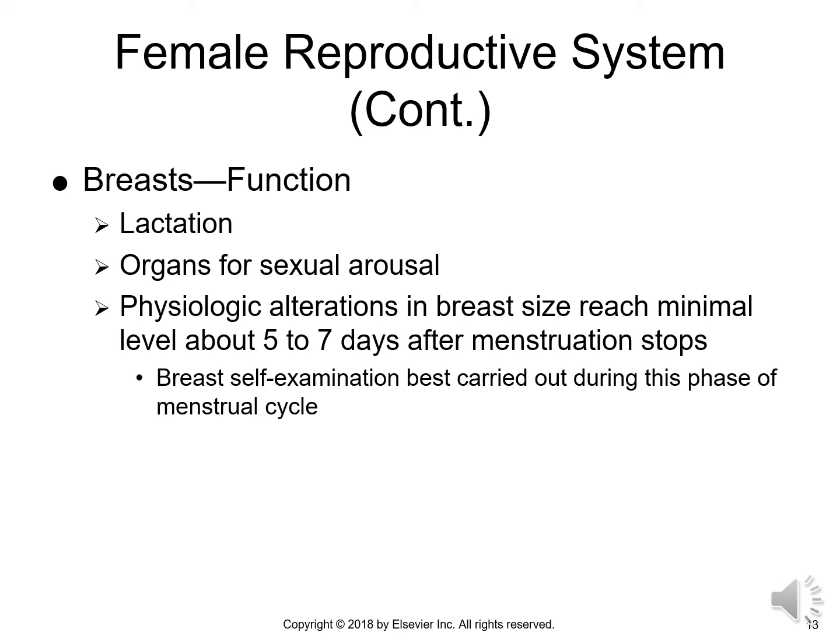The breasts function to serve for lactation, to provide breast milk for a newborn, and they are also considered organs of sexual arousal. Physiologic alterations in breast size reach a minimal level about 5 to 7 days after menstruation stops, and this is the best time for breast self-examination to be carried out during that phase of the menstrual cycle.